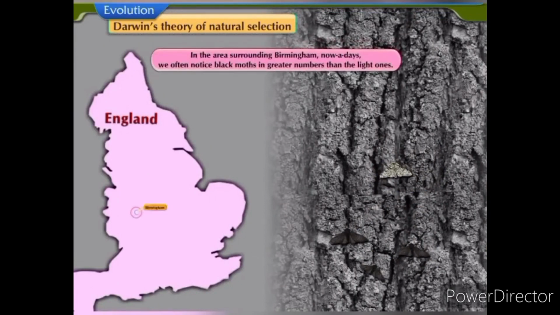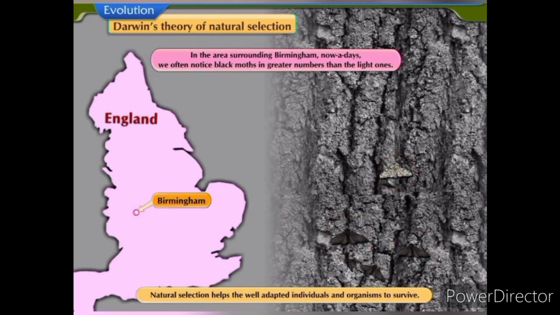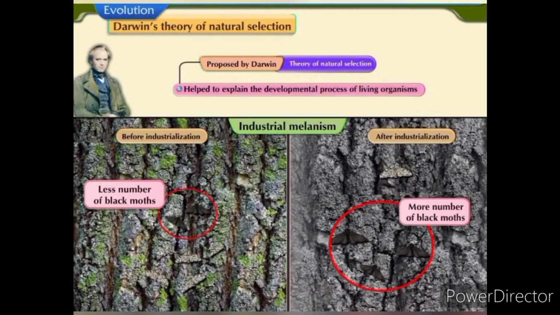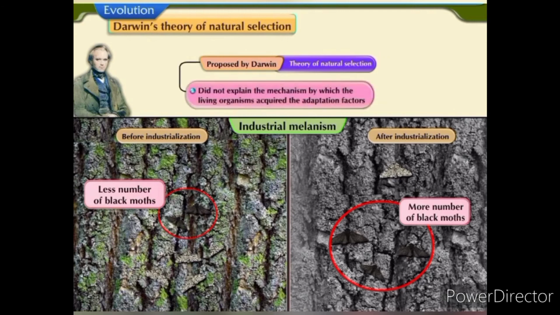In the area surrounding Birmingham nowadays, we often notice black moths in greater numbers than the light ones. Thus, natural selection helps the well-adapted individuals and organisms to survive. The theory proposed by Darwin helped to explain the developmental process of living organisms. The theory of natural selection, however, did not explain the mechanism by which the living organisms acquired the adaptation factors.